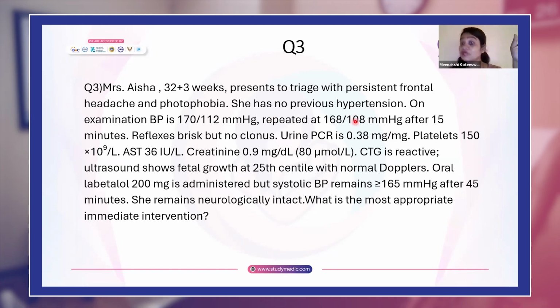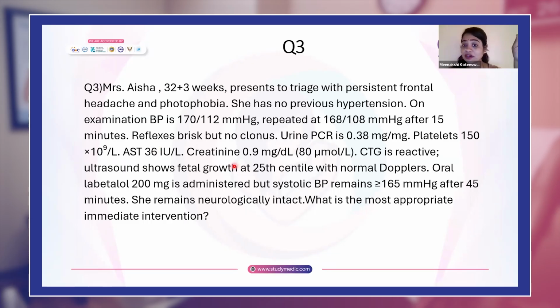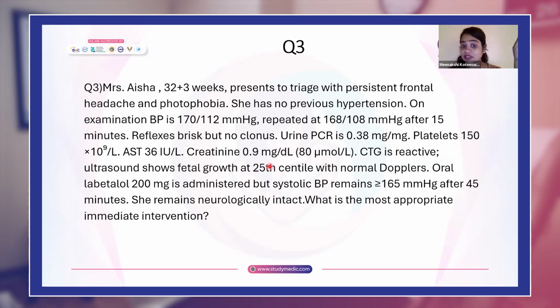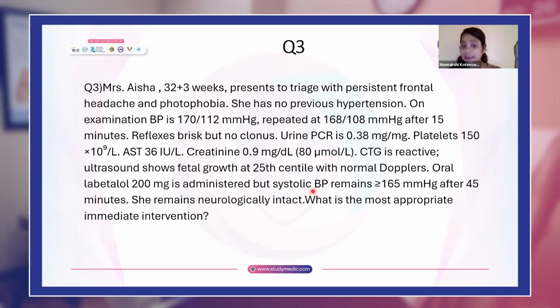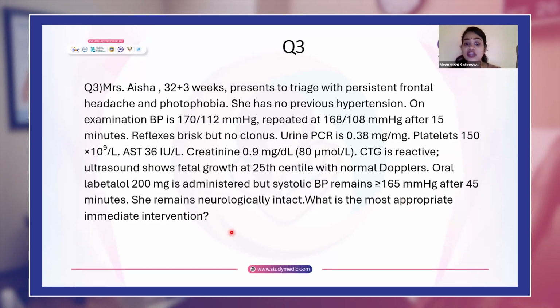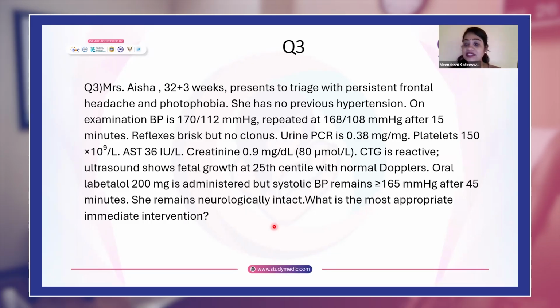Protein creatinine ratio is 0.38. Platelets are 1.5 lakhs. AST is 36 and creatinine is 0.9. CTG is reactive and the USG shows the fetal growth is at 25th centile. Oral 200 mg of labetalol is administered, but systolic BP still remains above 165 millimeters of mercury after 45 minutes. She remains neurologically intact. And what is the most appropriate immediate intervention?